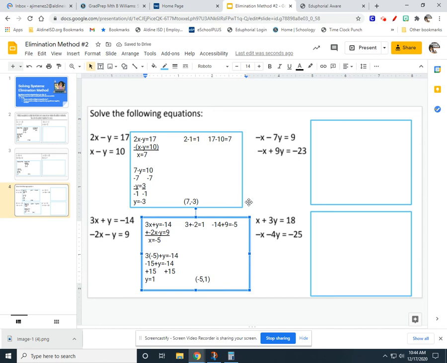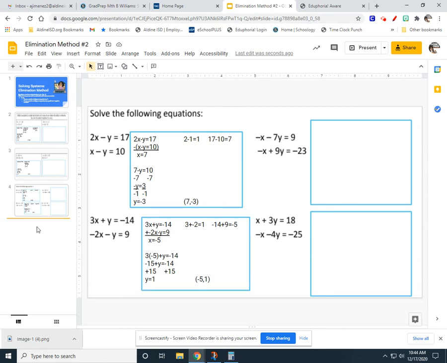Alright, so this is what you're going to do for these two. So you have 4 problems to get done. Make sure to ask for help, email, whatever you need to do to make sure you get these problems right before you submit it.